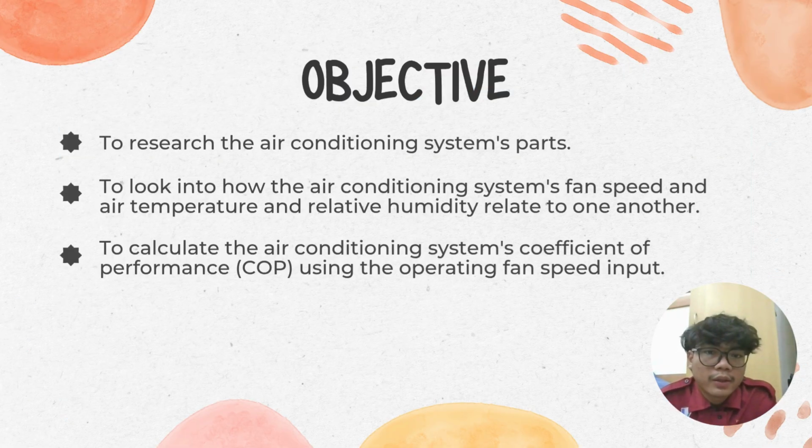For the objective of this experiment, first, to research the air conditioning system parts. Second, to look into how the air conditioning system fan speed, air temperature and relative humidity relate to one another. Last, to calculate the air conditioning system coefficient of performance (COP) using the operating fan speed input.